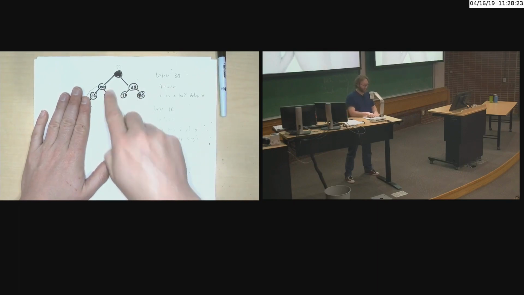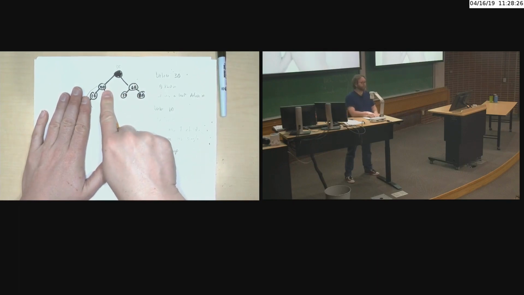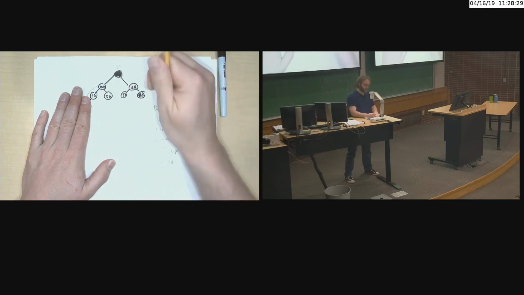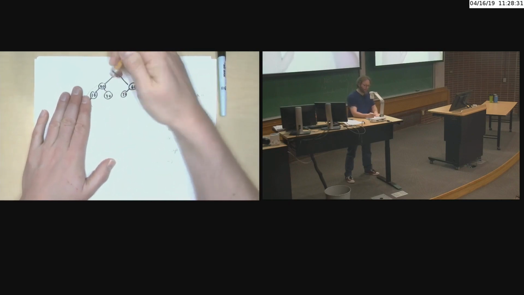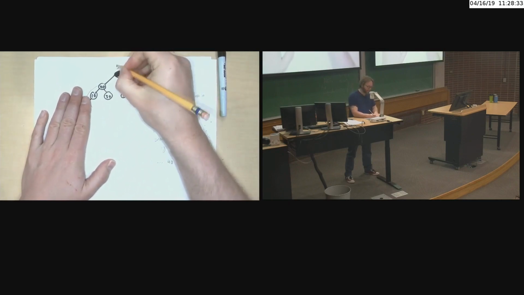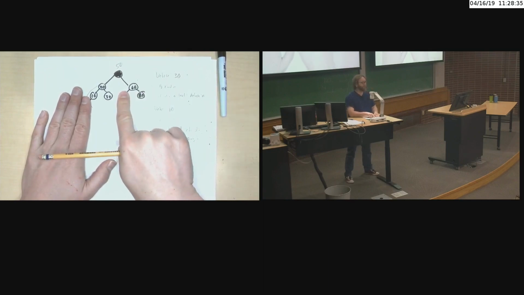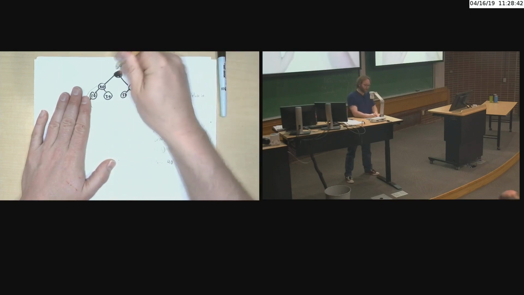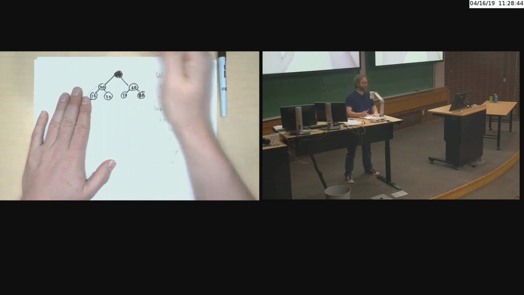And if I deleted 30, is that a binary search tree? Yeah. What if I went the other direction, and what if I put 50 up there instead? Deleting 50. Is that a binary search tree? Yeah. So what is it about 30 and 50 that make them good candidates?